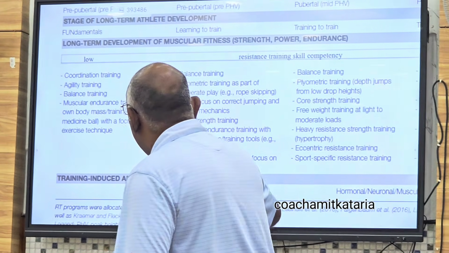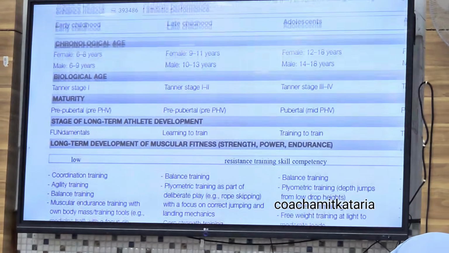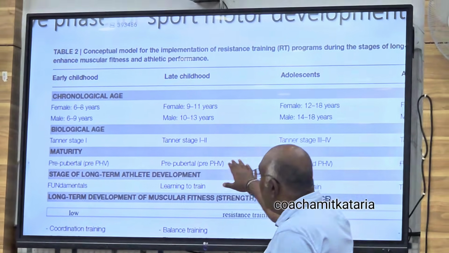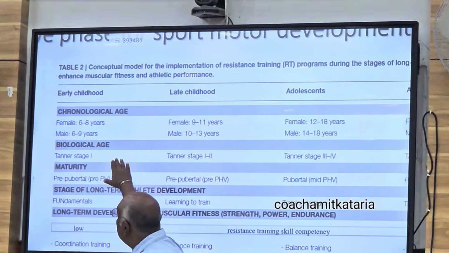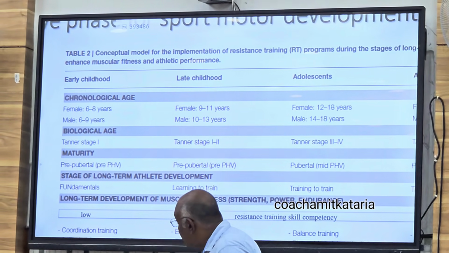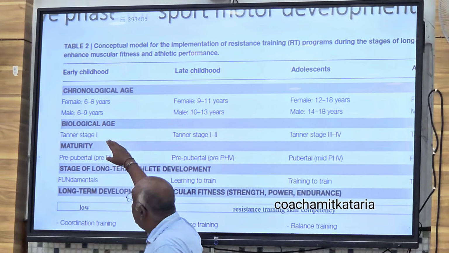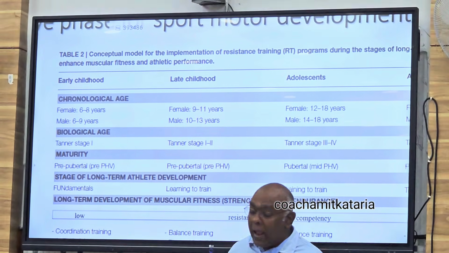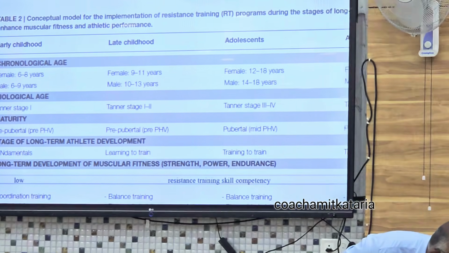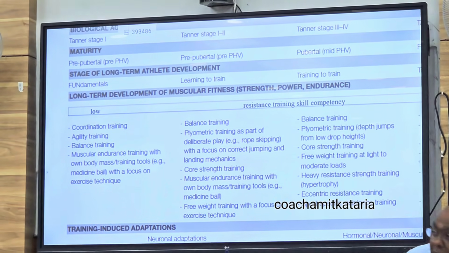Based on activity, you have to move up the slide. You can see chronological age: female 6 to 8, male 6 to 9. In this group, okay, you come down all the way. These are all the different biological ages. And what kind of activities can I do for them?